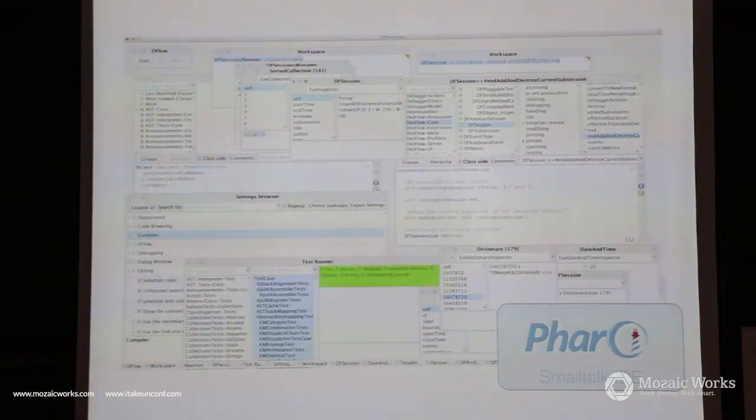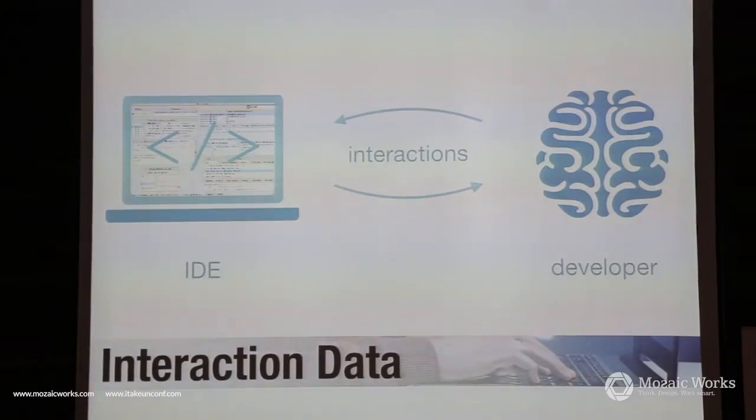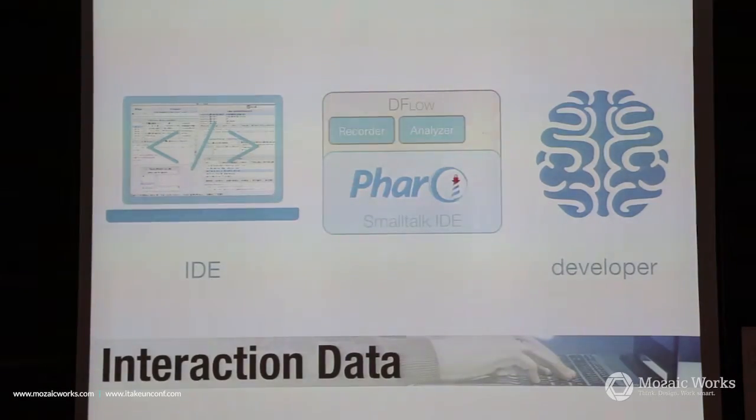So we had this idea: let's try to see how people use this, and let's record all the interactions that you have with the IDE. The fact that you save a method, that you open a class, that you open a method, that you type or move the mouse or drag the windows, like everything. It's a little intrusive, but we try to be as fast as possible. So the tool is called dflow.